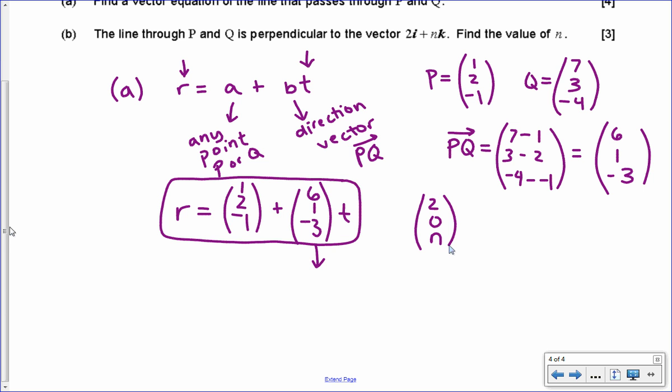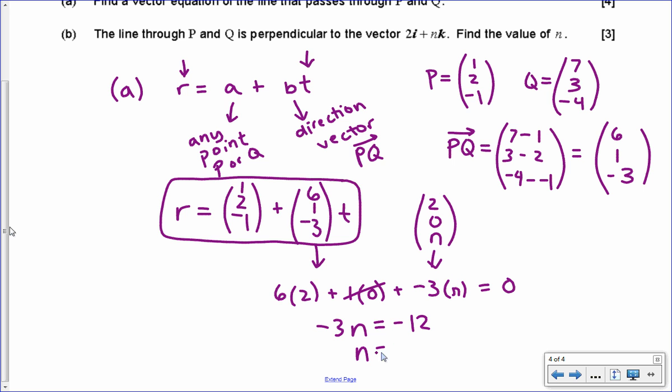So between these two vectors, we are perpendicular. That means the dot product of these two is 0. So for perpendicular vectors, the dot product is 0. So we can set up 6 times 2 plus 1 times 0 plus negative 3 times n equals 0. That's the dot product. 6 times 2 is 12. This goes away. Negative 3n equals negative 12, and n equals 4. And you would have gotten the same result for this even if you had used the direction vector QP. And that's all.